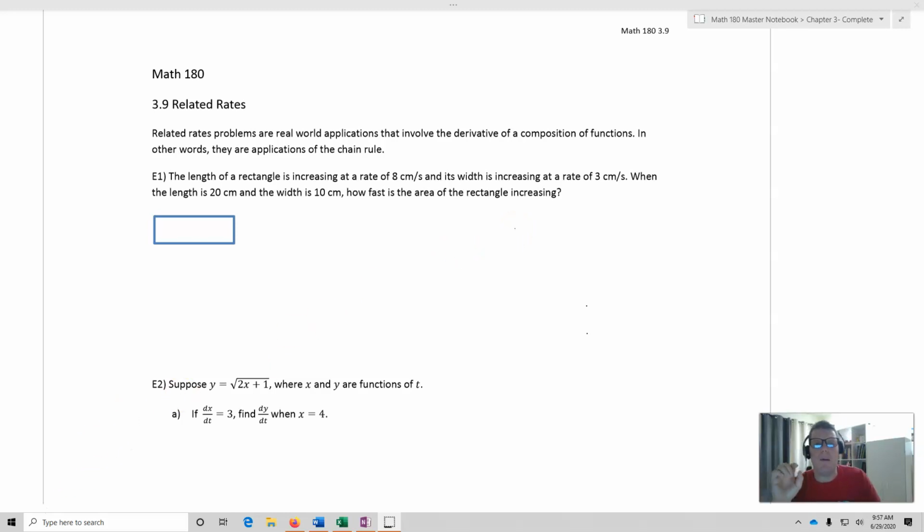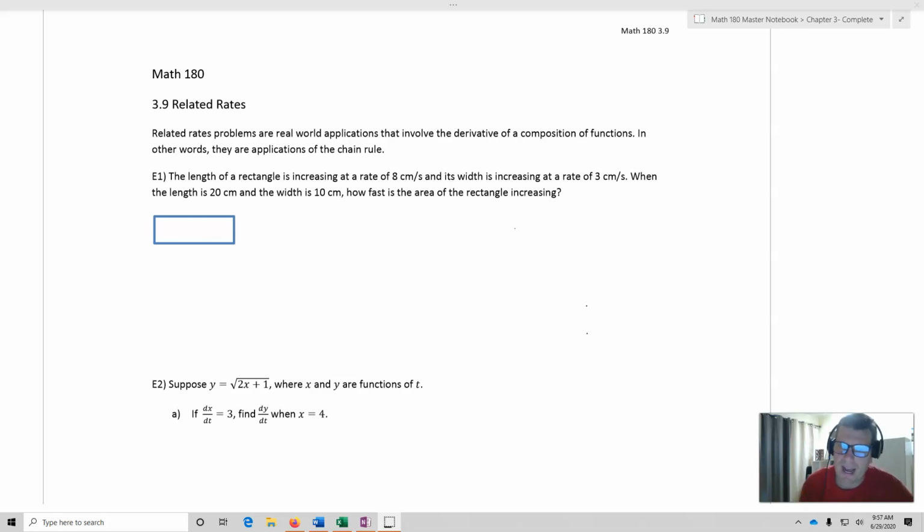Related rate problems are real-world applications that involve the derivative of a composition of functions. In other words, they're applications of the chain rule. Okay, so let's say, for example, the length of a rectangle is increasing at a rate of 8 centimeters per second. When I read that, what I want to get is that its length is increasing at 8 centimeters per second.